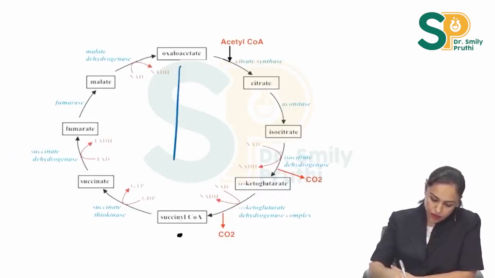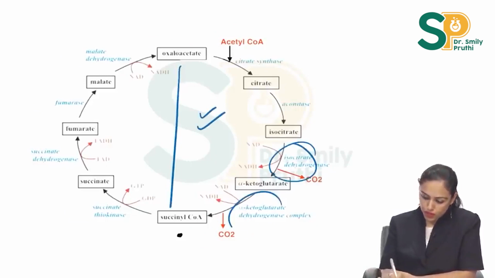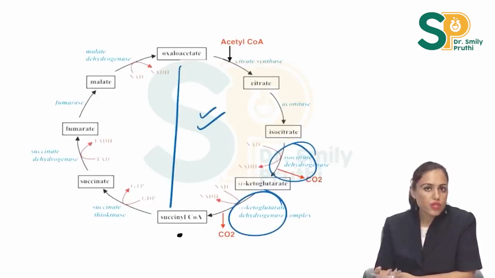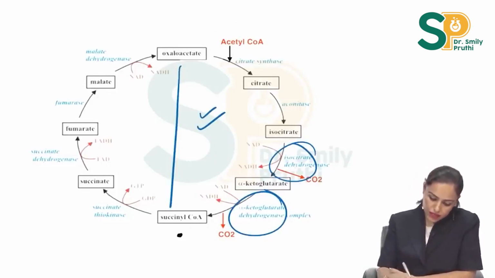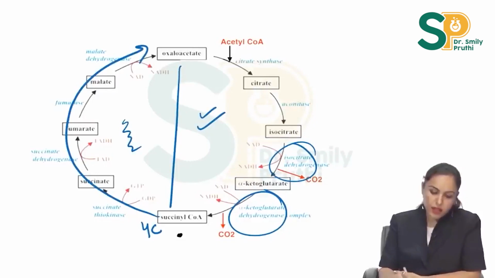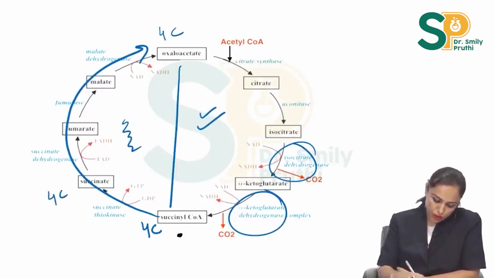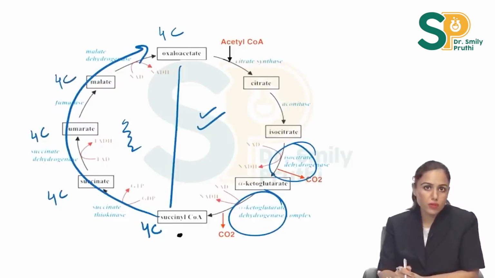Now see here, we are done with this half of TCA. In this half of TCA, we have done 2 dehydrogenases. They are doing oxidative decarboxylation. And now this other half of TCA, where we are starting from succinyl-CoA, and after all these reactions, we are ending at oxaloacetate. Oxaloacetate is also 4 carbon, succinyl-CoA is also 4 carbon. So all the intermediates in between these 2 are 4 carbon compounds. Succinate, fumarate, malate, all are 4 carbon compounds.